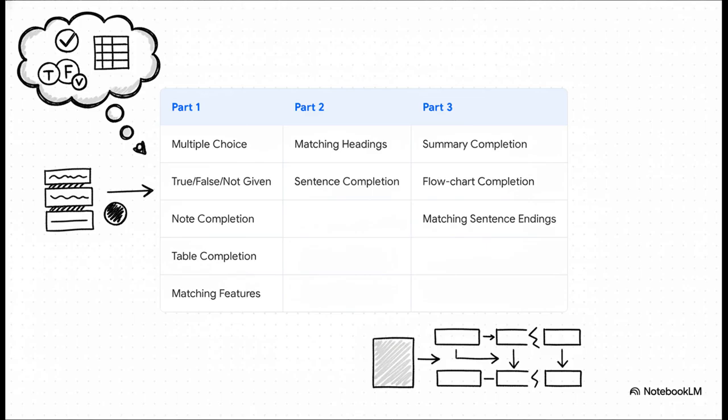So as you can see, Part 1 is really heavy on those choice and completion tasks, things like multiple choice and table completion. Then Part 2 often brings in the big picture questions, like matching headings. And finally, Part 3 throws the more complex challenges at you, like summary completion and matching sentence endings. Just knowing this pattern helps you anticipate what's coming next, so you're never caught off guard.